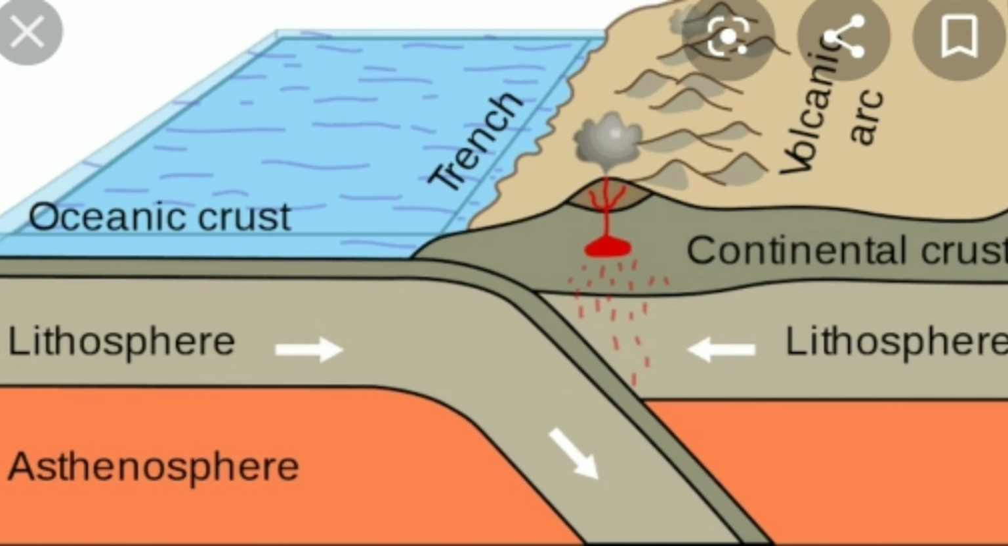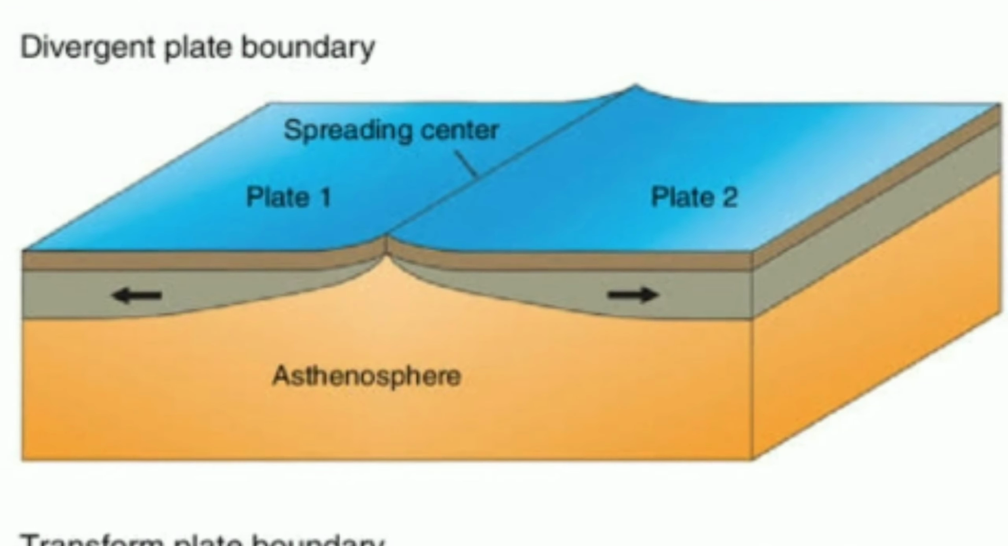This is the diagram of a convergent plate boundary, where you see the 2 plates come towards each other, and this is the divergent plate boundary where 2 plates move away from each other.